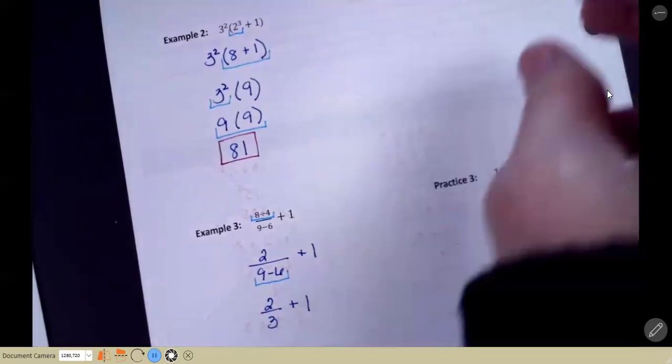Okay. I still cannot divide here because 9 minus 6 still has to be done. So I have to do my 9 minus 6 first, but you're doing that so that you can divide. So now I have 2 over 3 plus 1. Okay, now fractions are your friends in algebra. If you don't need to turn something into a decimal, please do not. I do not want to turn this into a decimal. I just want to add these now. So what is 2/3 plus 1? 1 and 2/3. Good.